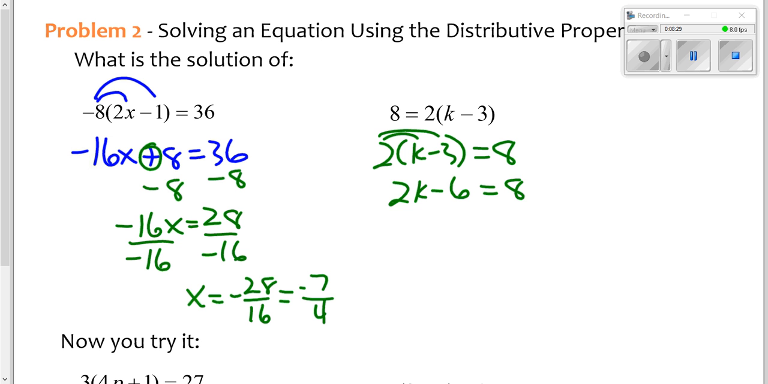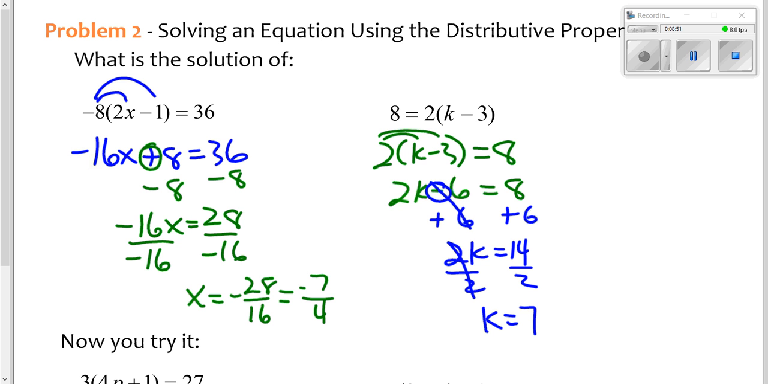So now we got a two-step problem. My operation is to subtract, so I'll add. Do the inverse to both sides. This goes away. I get 2k equals 14. And I can divide both sides by 2. Okay, it goes away. I get k equals 7.